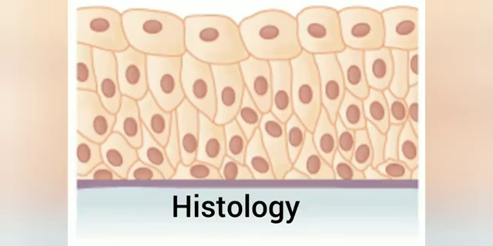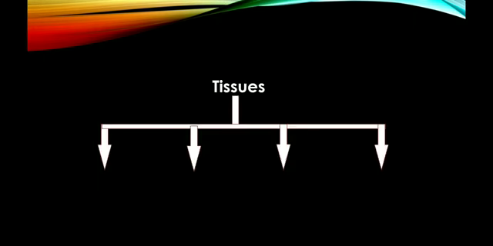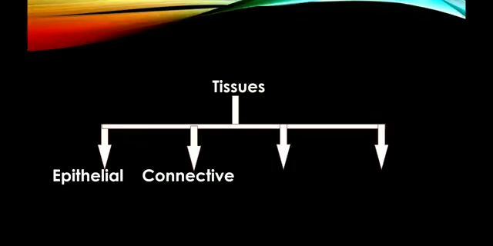Now let's study the details. We'll study first about histology. The question arises, what is histology? The answer is, the study of the structure and arrangement of tissue is called histology. Actually, there are four different types of tissues present in animals, and all these four tissues are epithelial tissue, connective tissue, muscular tissue, and nervous tissue.